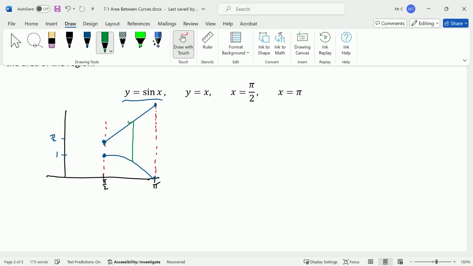I'm not sure why that keeps trying to auto draw shapes. I don't want it to do that. That should not be on. Okay. All right, where were we?